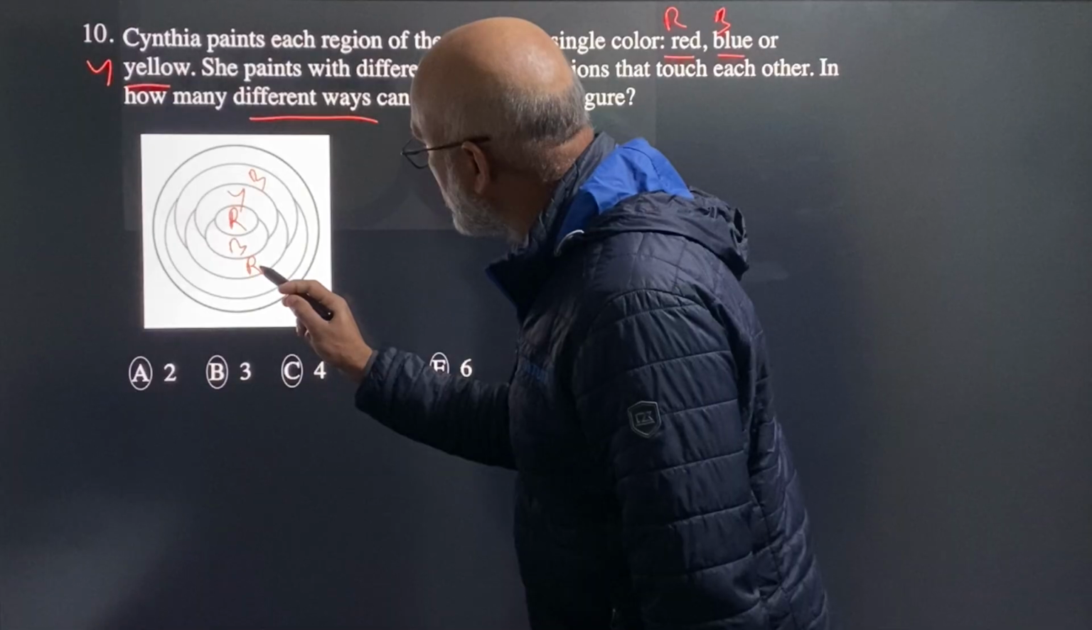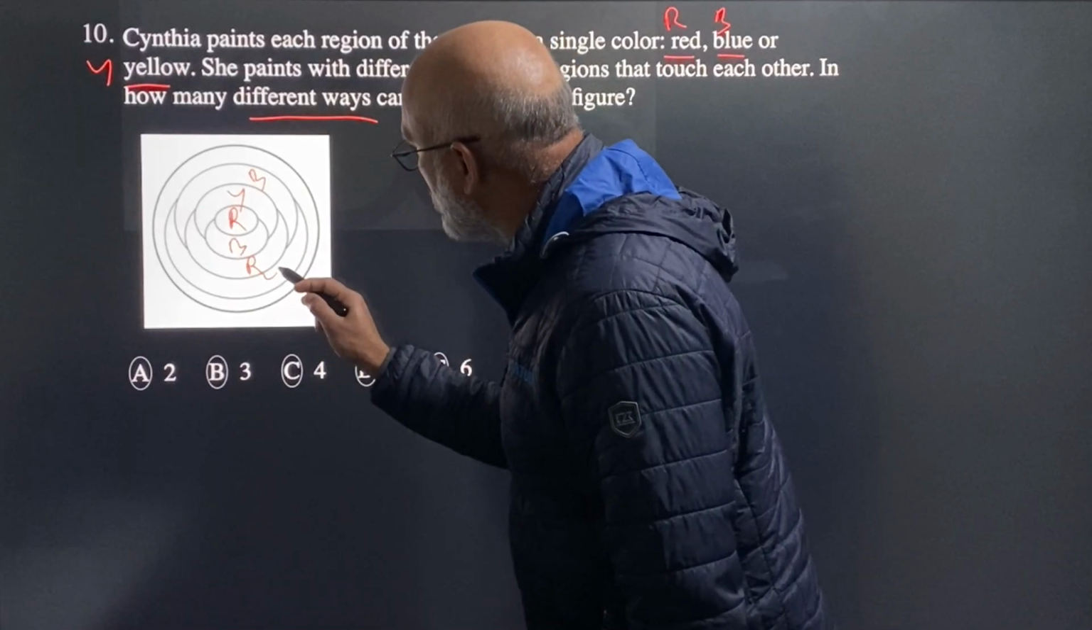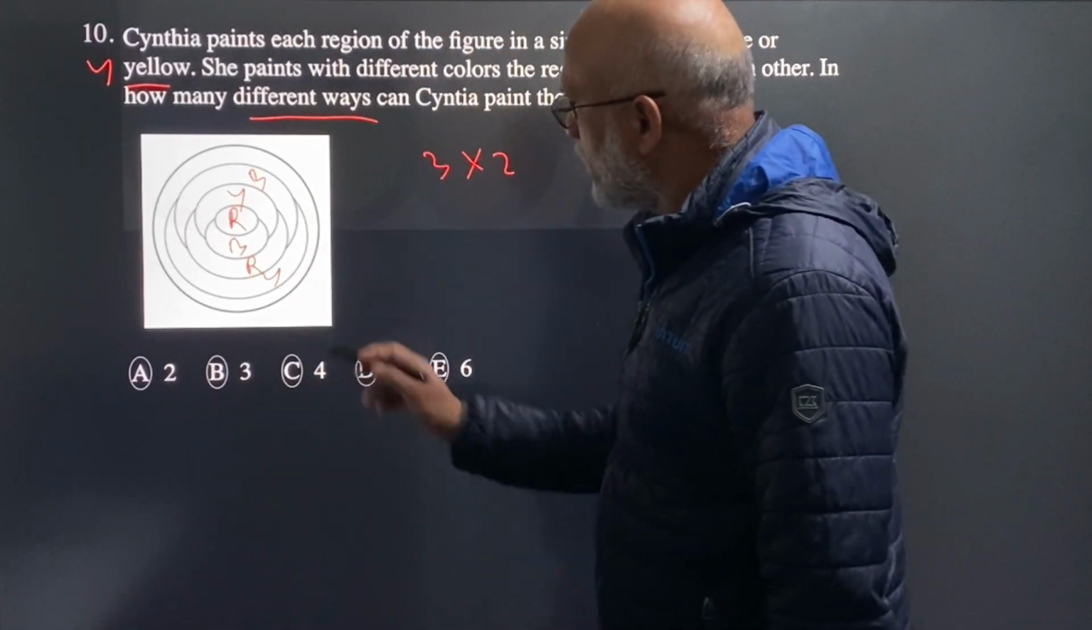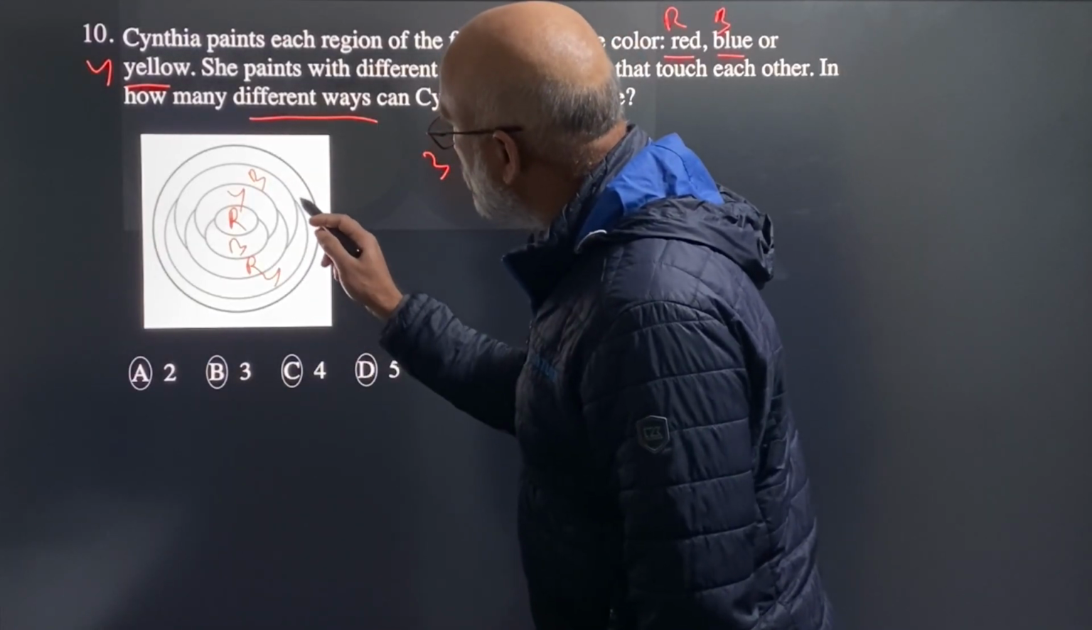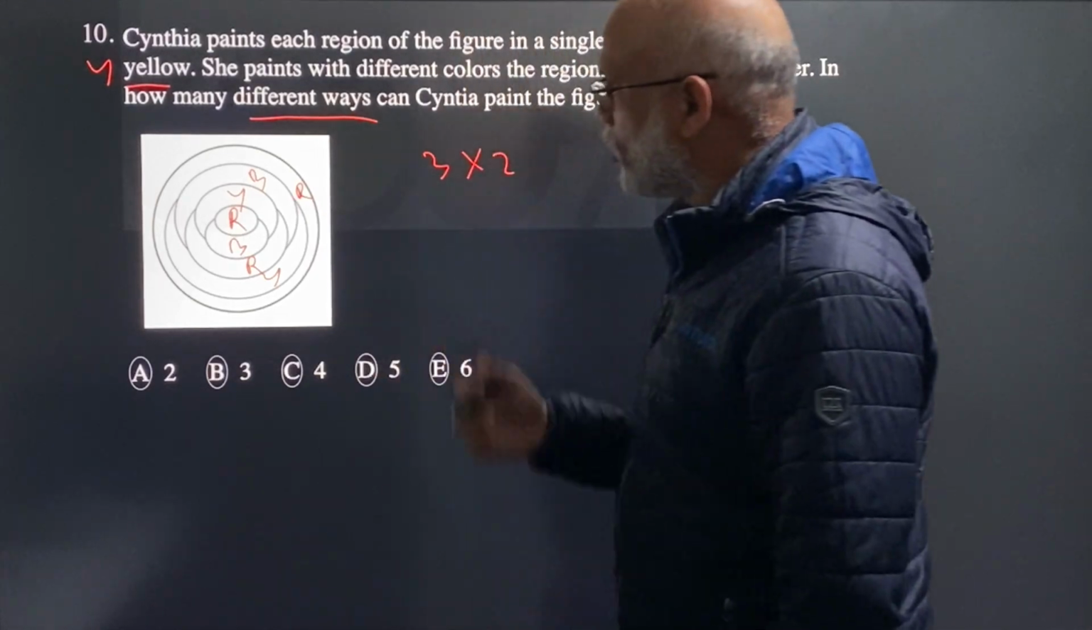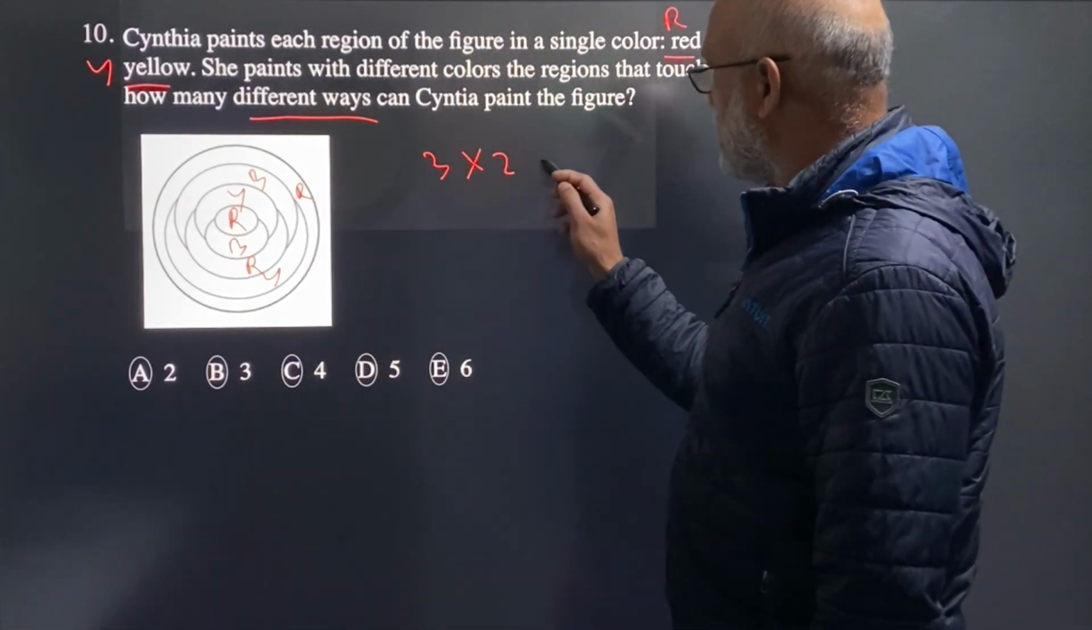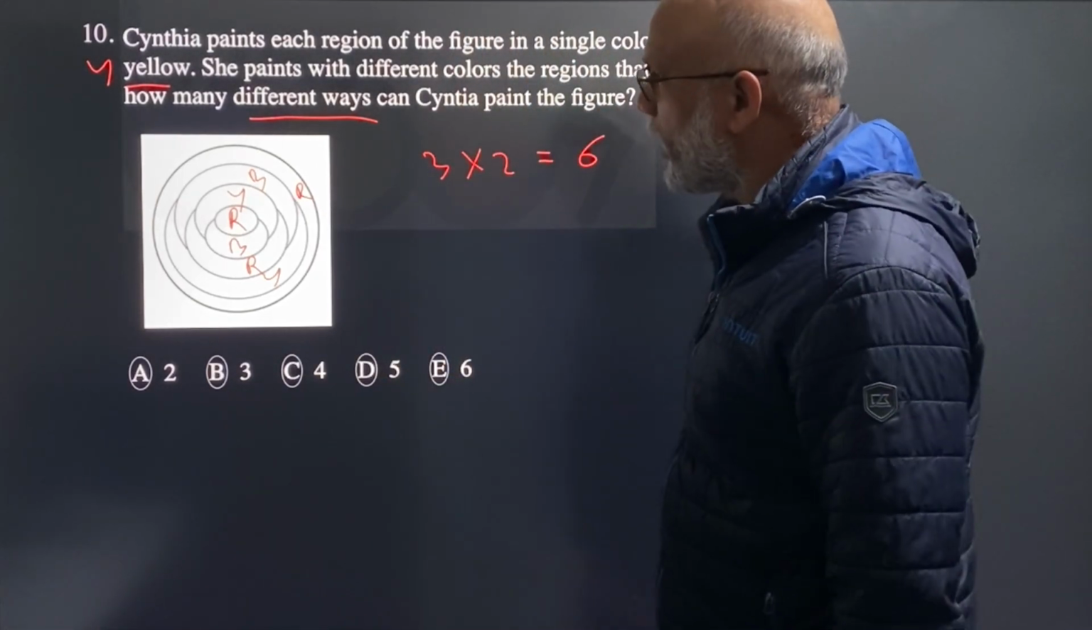Here, this is touching red and blue, so this has to be yellow. There is no choice there. Now, this is touching yellow and blue, so this has to be a red. There is no choice there again, right? So 3 times 2 is 6 different ways.